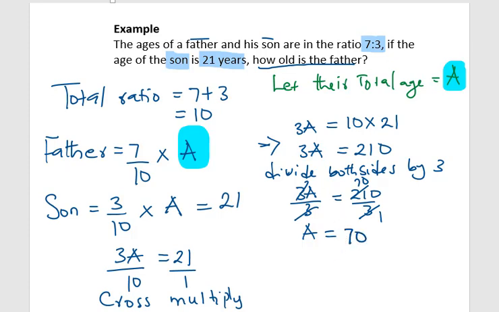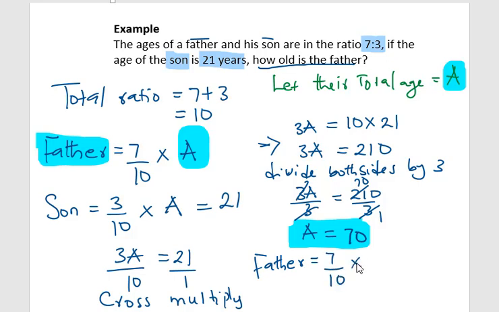Now be very careful. We solved for their total age, but the question didn't ask us to solve for their total age. If you pay attention, it asked us to solve for the father's age, and we've not fixed that. So let's fix that. Father, we've already modeled it, is 7 over 10 multiplied by, instead of A, we fixed A to be 70. So the 0 can cancel out. Then 7 times 7 is 49. So the father is 49 years old.